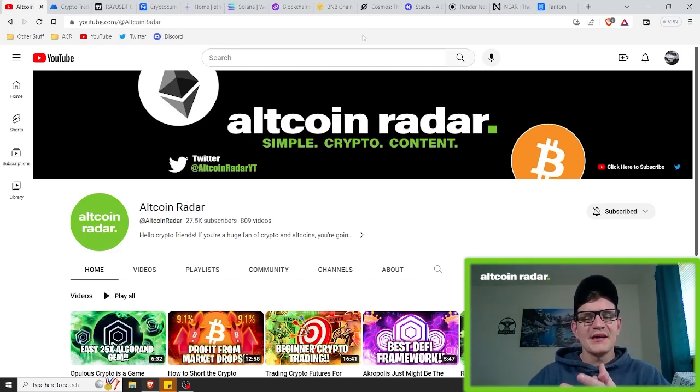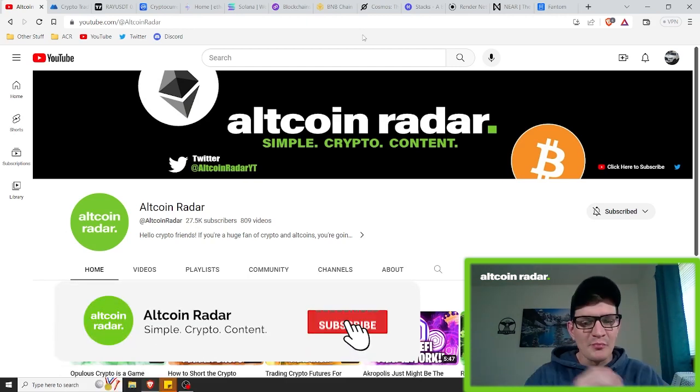Altcoin Radar. Today I'm going to be sharing a bunch of large cap altcoins that just about everyone should have in their portfolio, even if it's just a little bit, all right?